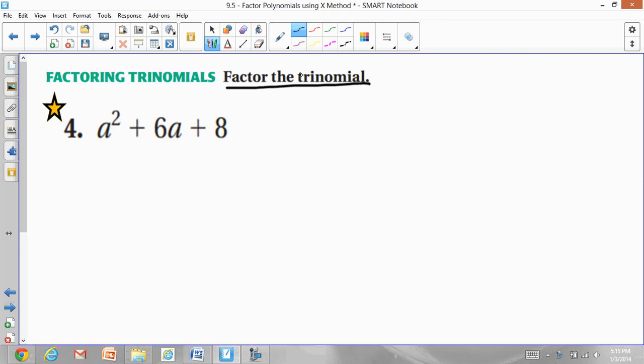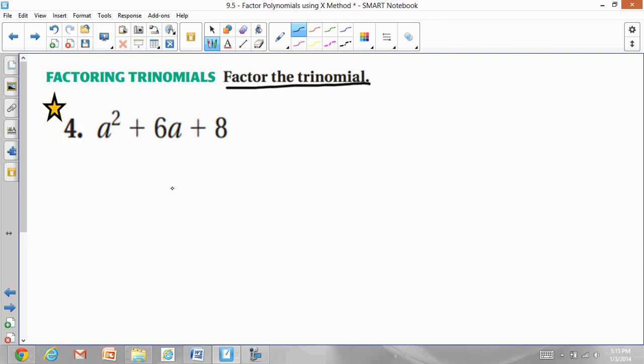Tri means 3, so you are ending up with 3 factors. So trinomial, they are asking you to factor. So you get a squared plus 6a plus 8. Using the X method, the very first thing you need to understand is that you need to arrange the polynomial if it is not arranged to begin with. In this case, they are arranged. The exponent is 2, then the exponent is 1, and then there is no exponent, so it is in order.